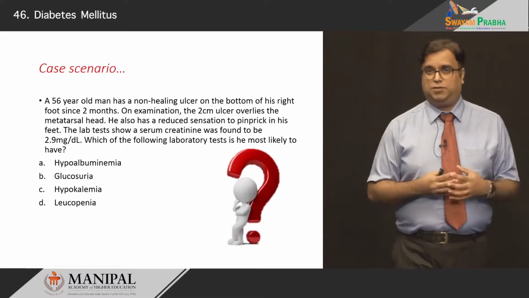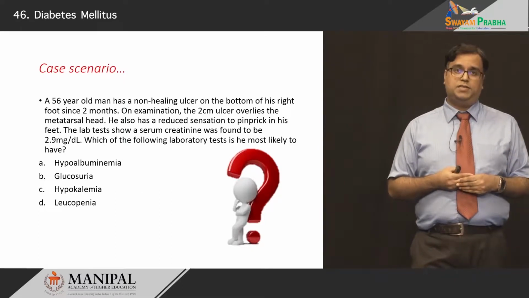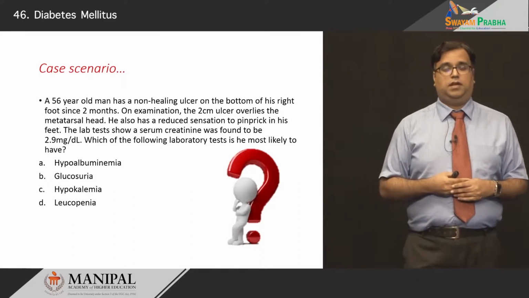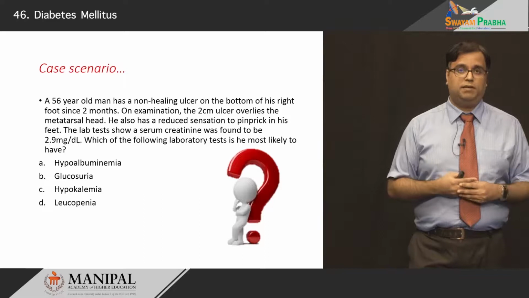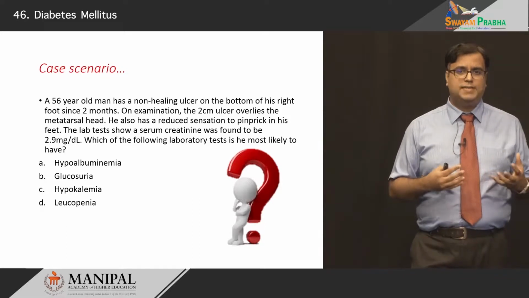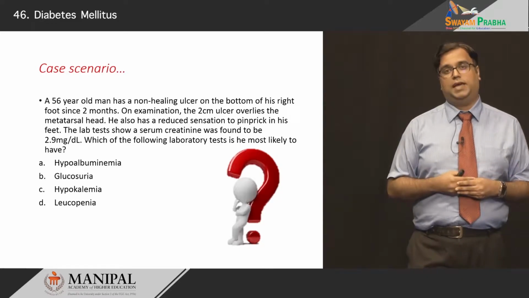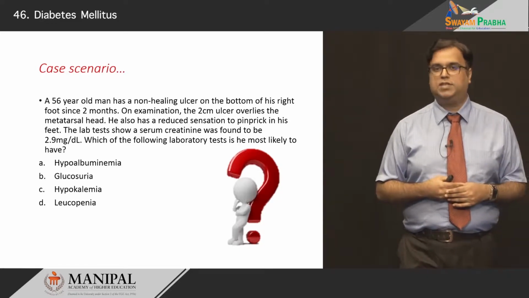Now which of the following tests, given below as your options, would be most possible to be found in this patient? You may have hypoalbuminemia, that's your option A, or is it glucosuria, which is your option B, or is it C, which is hypokalemia, or D, which is leukopenia.